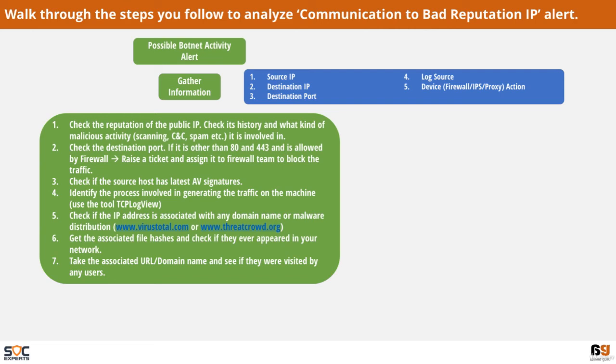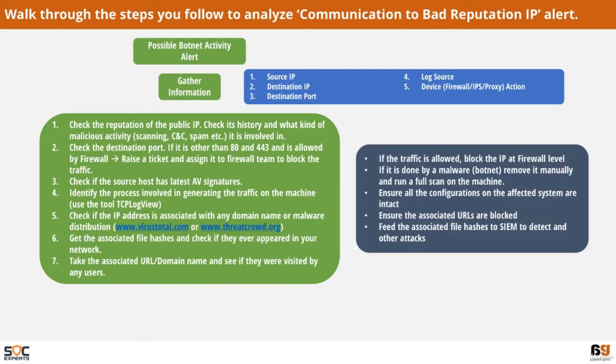Check if the IP address is associated with any other domain name or malware distribution. So when we put the IP address, the IOC, in VirusTotal or ThreatCrowd, we also get some associated artifacts like URLs, files and file names, etc. Get the associated file hashes and check if they ever appeared in your network. Take the associated URLs and domain names and see if they were visited by any of our users.